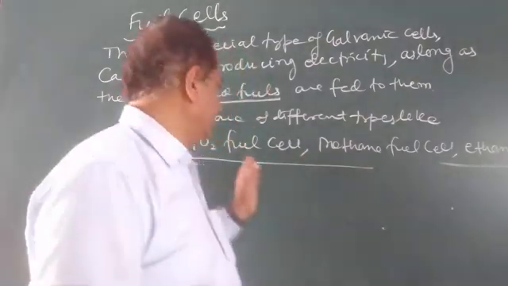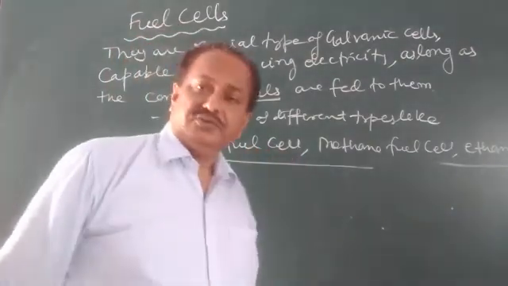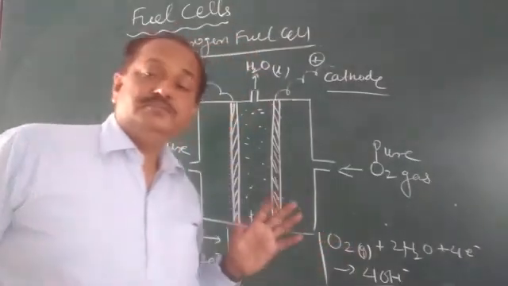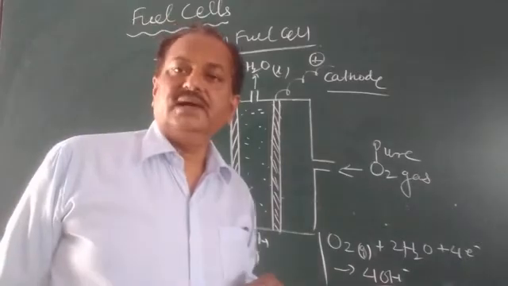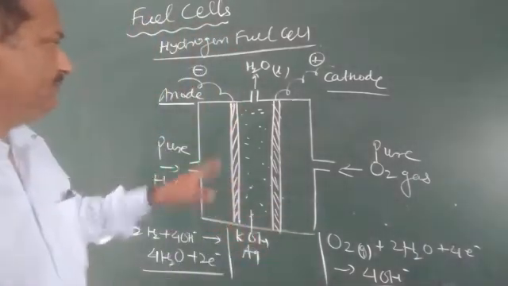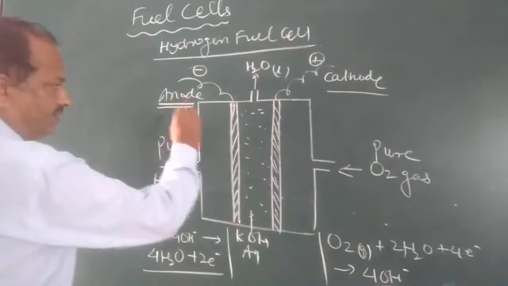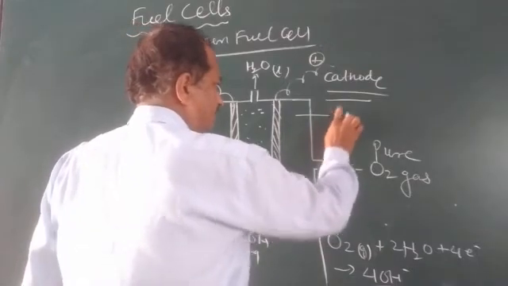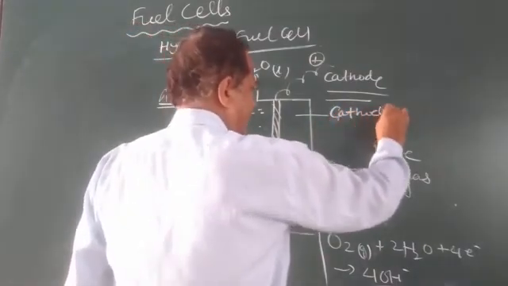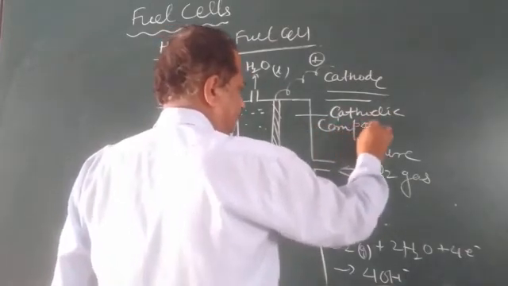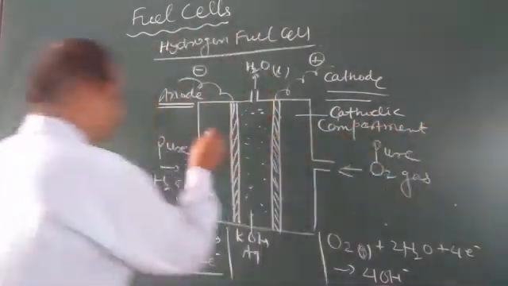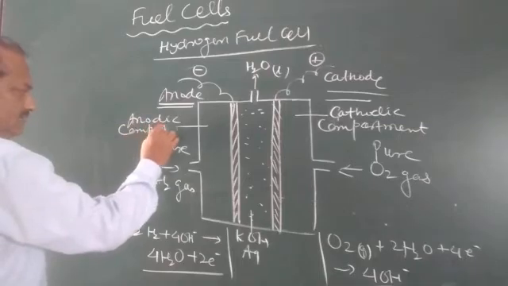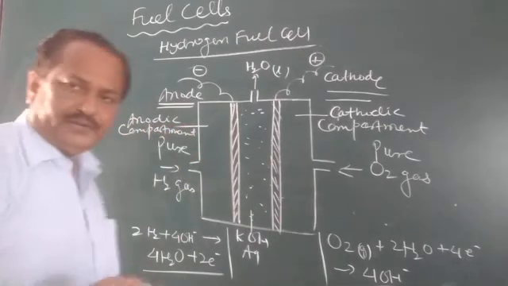Now first we'll take up the hydrogen oxygen fuel cell, its construction, working, etc. Now coming to the construction and working of the hydrogen oxygen fuel cell. It is made up of three compartments. This is the anodic compartment, and this is the cathodic compartment. Compartment means chamber or place.